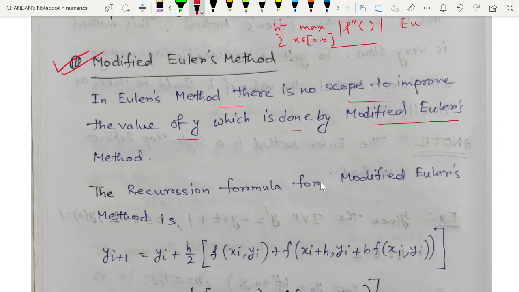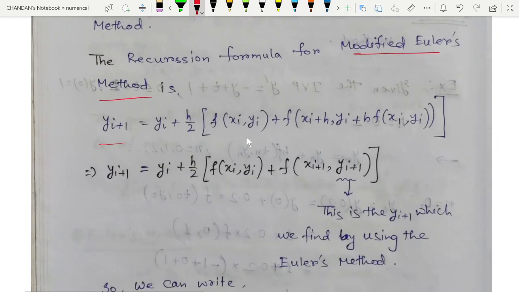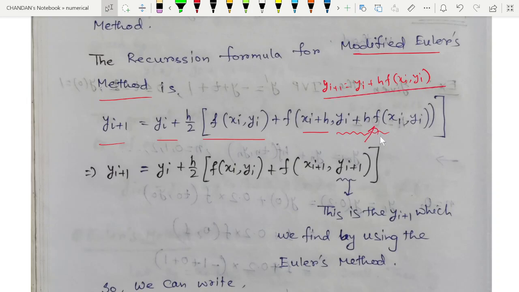So look, the recursion relation formula for the modified Euler's method is y i plus 1 equal to y i plus h by 2 into f of x i, y i plus f of x i plus h, and this is the value y i plus 1, which is equal to, look, what is the value of y i plus 1 in Euler's method? y i plus h of f of x i, y i. So we will use this value here to improve the value of y, okay? So this whole thing is the value of y i plus 1, which we get from the simple Euler's method, okay?